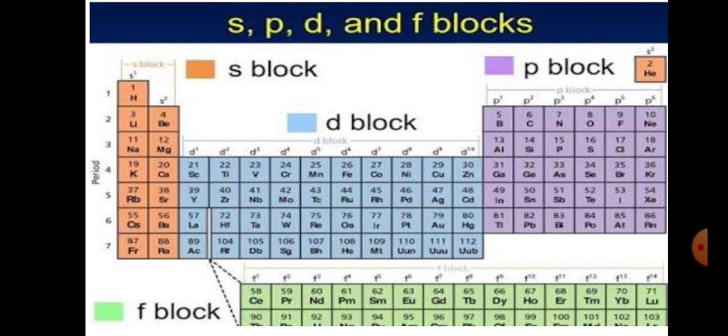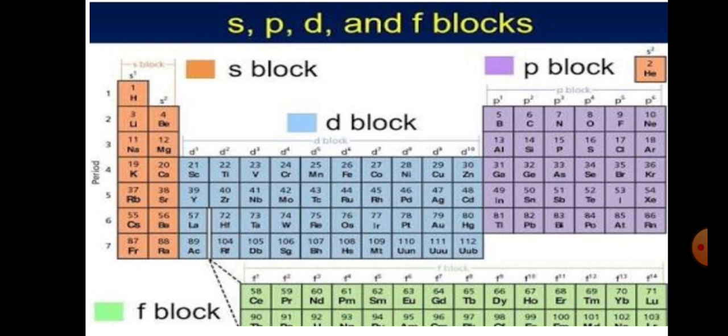In the periodic table you can see this is the periodic table. So in this periodic table, S block, P block, D block and the F block. So the first two blocks are the S block, and the last six blocks P1, P2, P3, P4, P5 and P6. First S1, S2 and then P1, P2, P3, P4, P5 and P6.